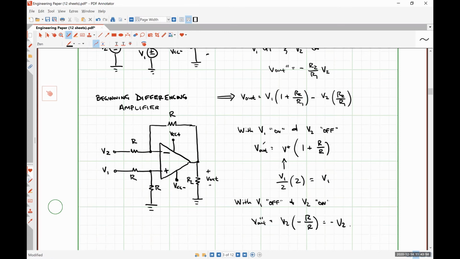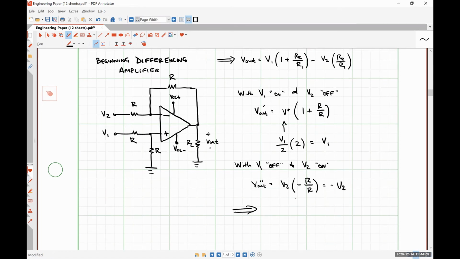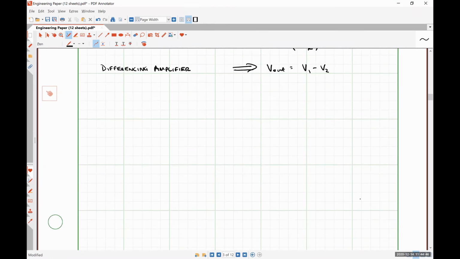All right. So if I combine these results by allowing both voltage sources to be on at the same time, I get simply V out is V1 minus V2. So this is a real differencing amplifier, because all it does is take the difference of those input signals. It doesn't scale it by any factor. If you have two input signals and you want to know what the difference between them is, you put them in here and it spits it out. So this is a differencing amplifier. All right. Any questions about this guy before we move on to the next one?